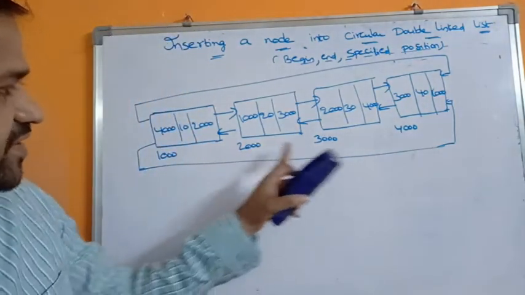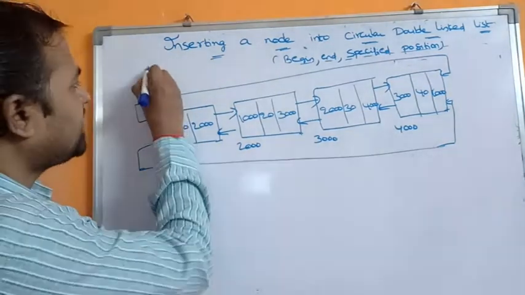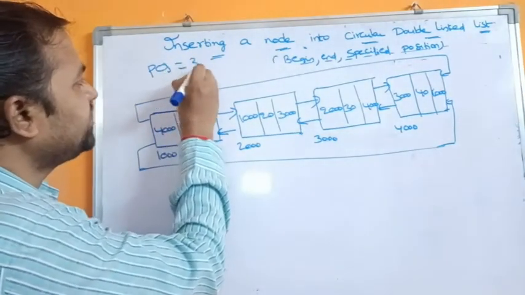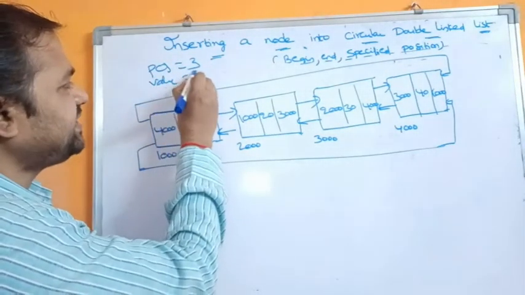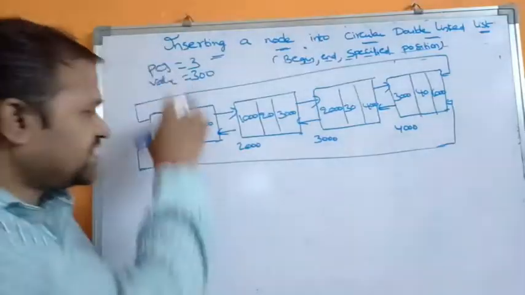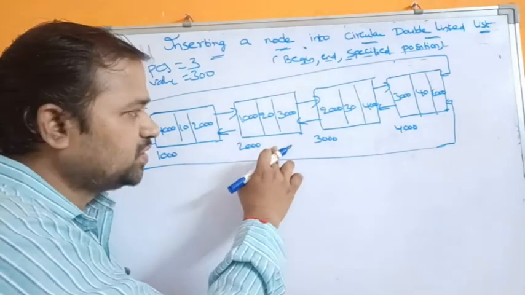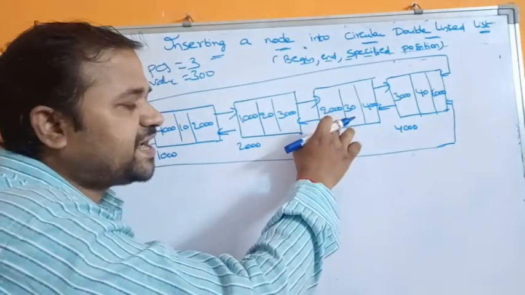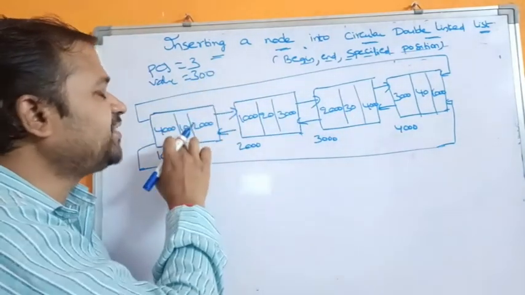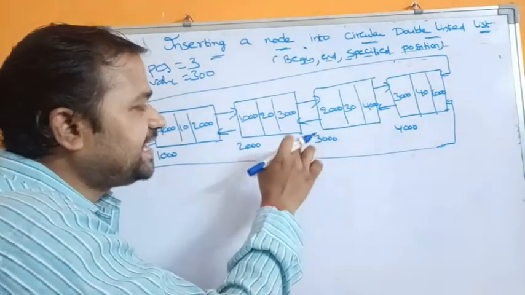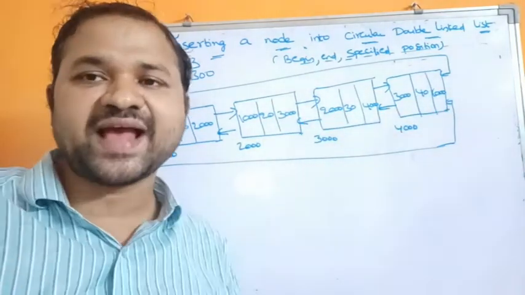So this is our circular double linked list which contains totally 4 nodes, and let us assume that now our target is we want to insert a node at third position whose value is, let the value be 300. Let the first node be position 1, let the second node be position 2. So this node will become the third position. So at this position we have to insert 300. So the output is 10, 20, 300, and after 300 we have 30, 40. So that is the output we have to display.